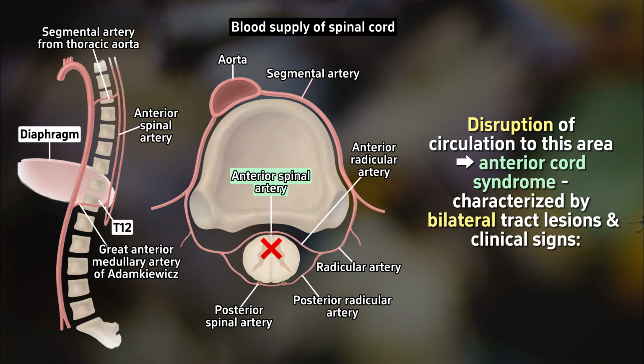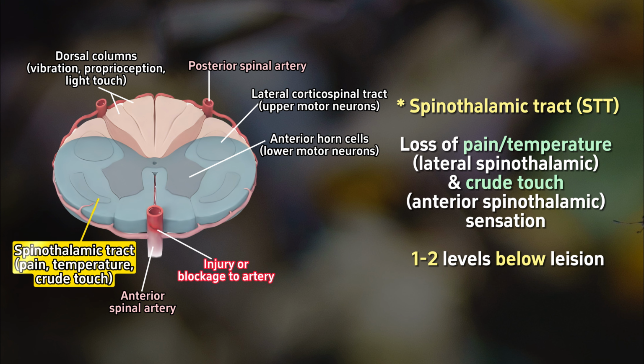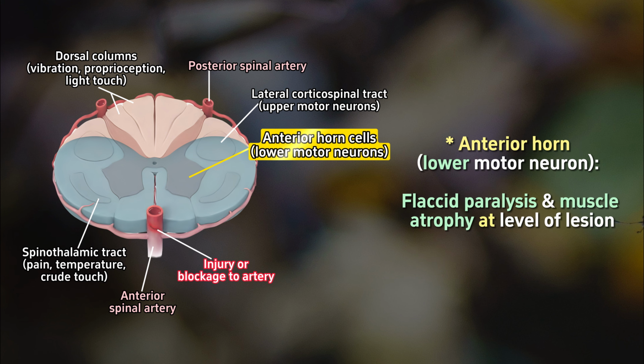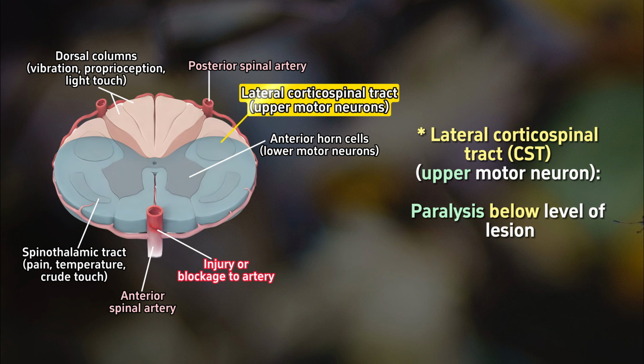Disruption of circulation to this area classically results in anterior cord syndrome, characterized by the following bilateral tract lesions and clinical signs: spinothalamic tract, loss of pain and temperature (lateral spinothalamic) and crude touch (anterior spinothalamic) sensation 1 to 2 levels below the lesion; anterior horn, lower motor neuron, flaccid paralysis and muscle atrophy at the level of the lesion; lateral corticospinal tract, upper motor neuron, paralysis below the level of the lesion.